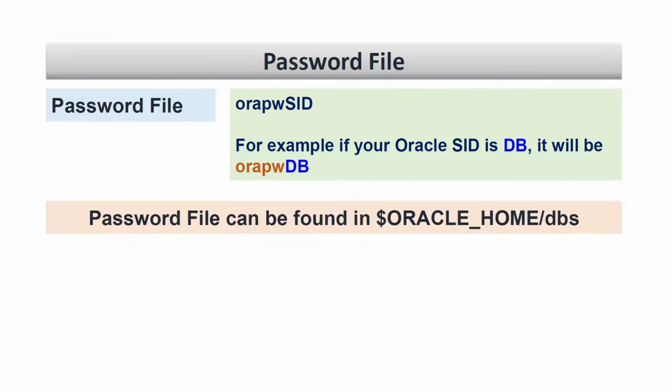I'll just explain how the password file looks. The password file is named orapwSID. This SID is your system identifier, the Oracle SID. For example, if your Oracle SID is DB, the password file will be orapwDB. The password file can be found in ORACLE_HOME/dbs.